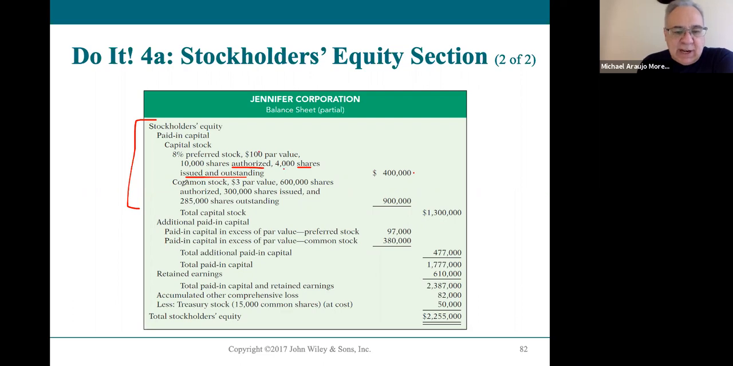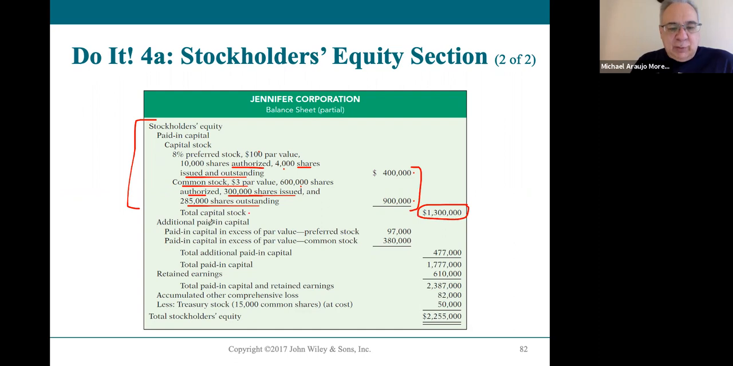Your common stock is a $3 par value. They have 600,000 shares authorized. They have 300,000 shares issued, but they told you they bought 15,000. So only 285,000 are outstanding. Again, you have 300,000 shares issued at $3 par, 900,000. So your capital stock total is those two, right? The par values of both of those put there.